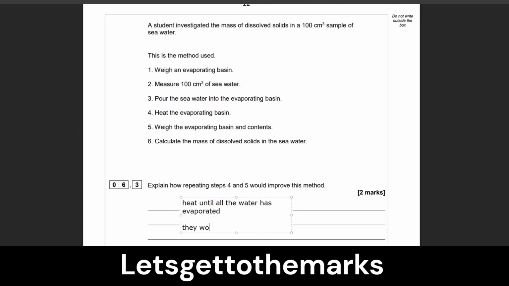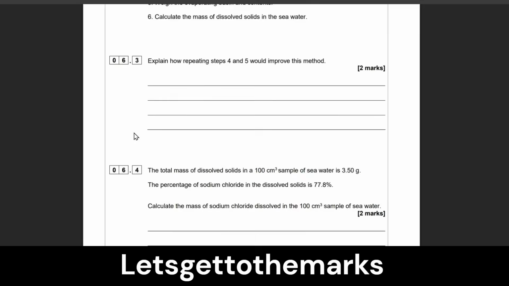Basically, they would know all the water had evaporated. So they need to heat it until all the water's evaporated, once the mass does not change. I needed to put that, I reckon, as well, because my other two points are the same. So I needed to say heat until the mass does not change. This has proved all the water has evaporated, and then you would know you're only left with solids.